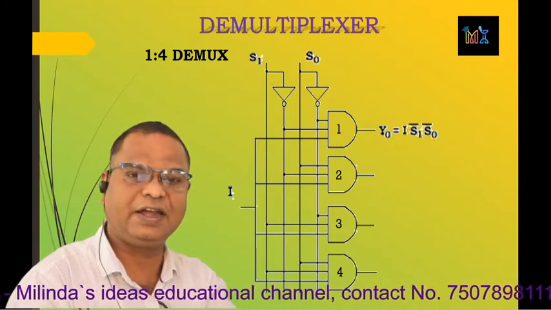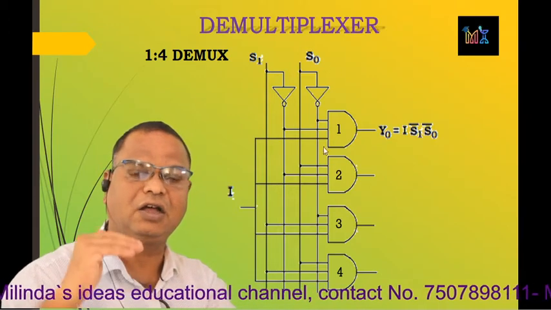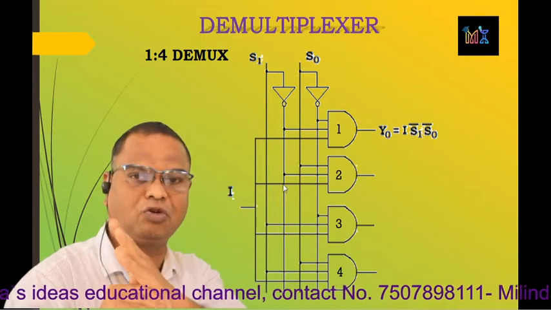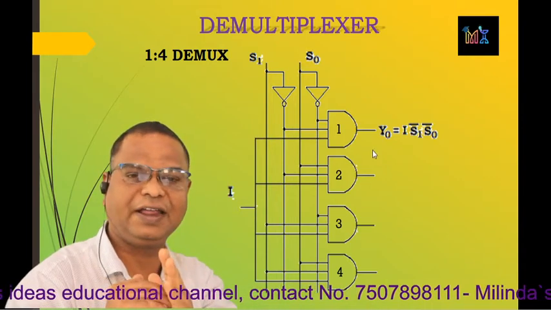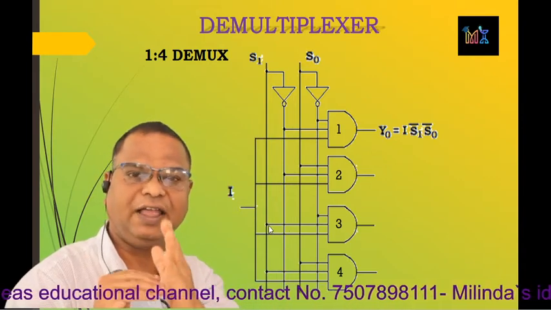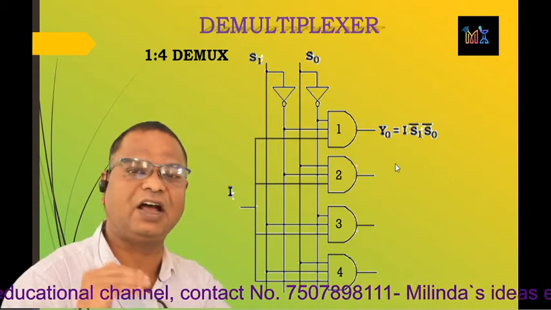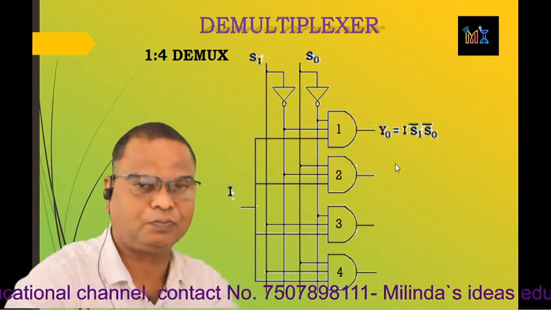For the second AND gate, the inputs connected are I, that is common, then S0 and S1 complement. For the third AND gate, it is I, S1, S0 complement, while for the fourth AND gate, it is I, S1 and S0.